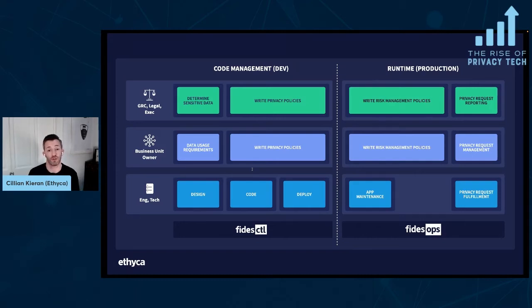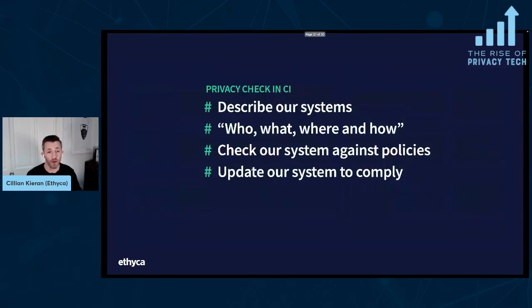So in this demonstration, we're specifically going to be talking about that example. There are also tools available in the open source projects that support runtime tasks like data subject request automation, for example. So with that, what we're actually going to do here is run a privacy check in a CI pipeline.